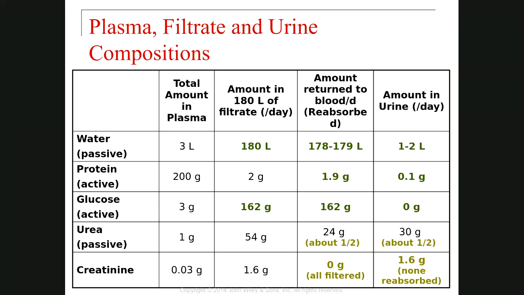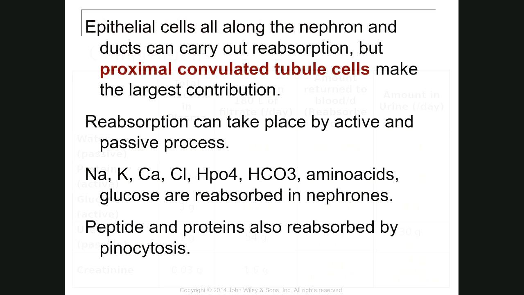Before I talk about this table, I want to tell you that the epithelial cells which are located in the renal tubule and renal duct carry out reabsorption. And the most important part is the proximal convoluted tubule, which makes the largest contribution to reabsorption. Reabsorption can take place by active and passive processes. Different ions like sodium, potassium, calcium, chloride, bicarbonate, and phosphate, amino acids, and glucose become reabsorbed in our nephrons.